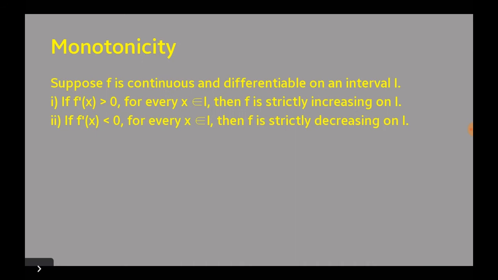Monotonicity. Suppose f is continuous and differentiable on an interval I. If f derivative at x is greater than 0 for every x an element of I, then f is strictly increasing on I. If f derivative at x is less than 0 for every x an element of I, then f is strictly decreasing on I.